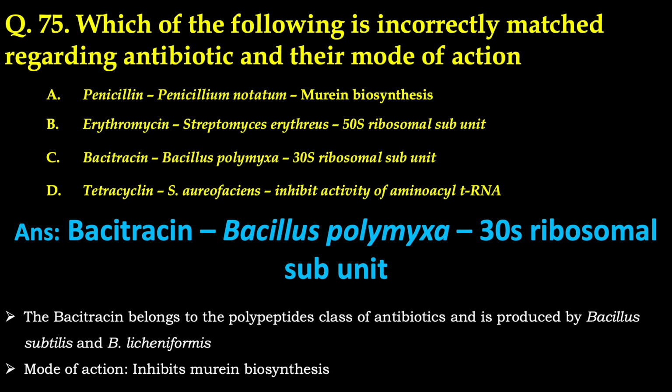This is the incorrectly matched regarding the antibiotic produced by and their mode of action. As we know, the actual fact is that bacitracin that belongs to polypeptides class of antibiotic and is produced by 2 different species of Bacillus. One is Bacillus subtilis and another is Bacillus licheniformis. And regarding mode of action, this bacitracin, they inhibit the murein biosynthesis.